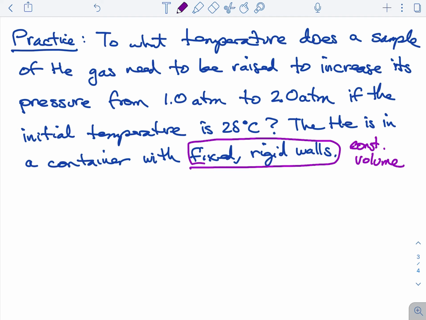All right, now I'm going to solve it. So I'm going to make a list of what I've got. So the pressure is going to increase from 1 to 2 atmospheres. So P1 is 1 atmosphere and P2 is 2 atmospheres.